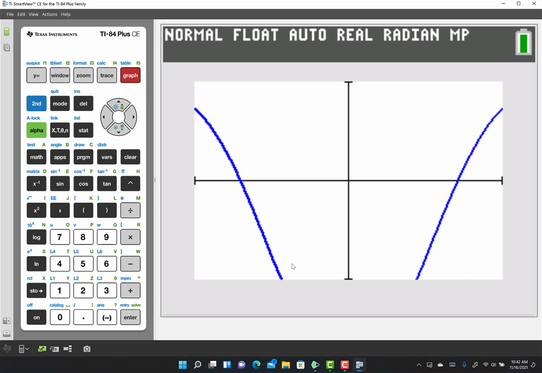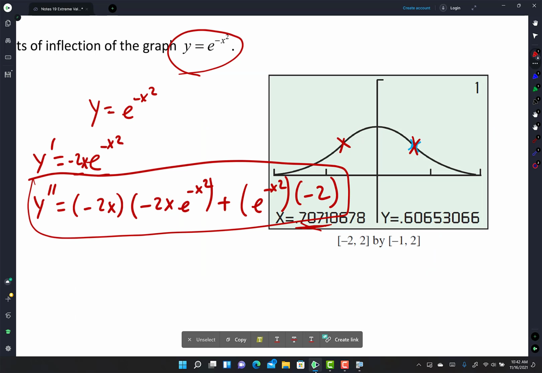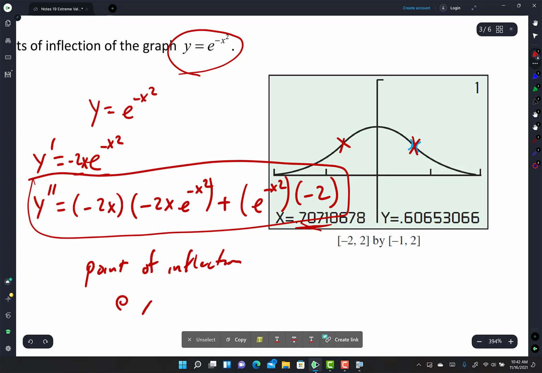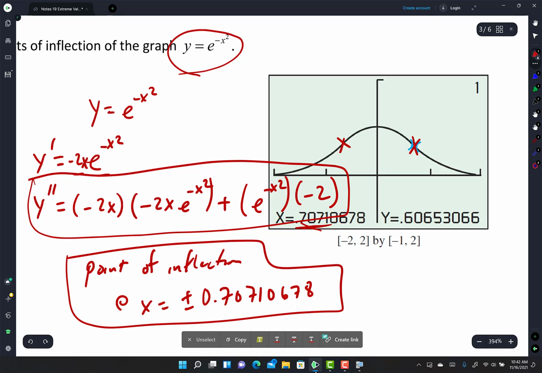Okay. Let's see. Maybe it's easier this way, guys. So we know what the answer is. Point of inflection, plus minus 0.70710678. That's what we got. Or really, it's not really a point because the point is x, y. So I probably should say point of inflection at x equals, or that's fine.